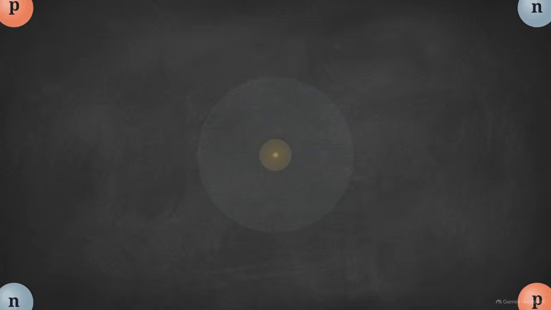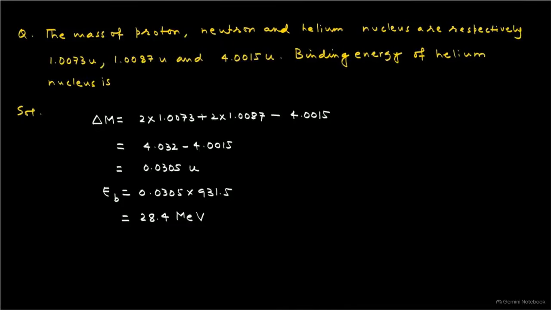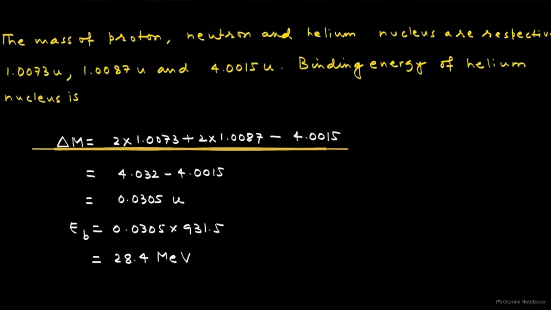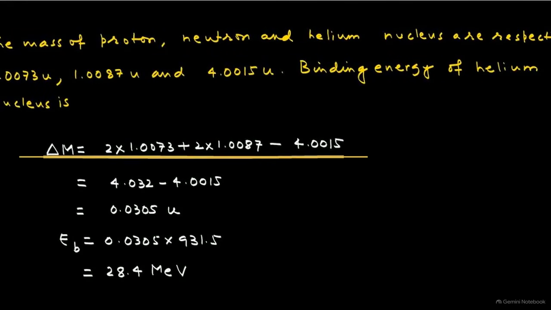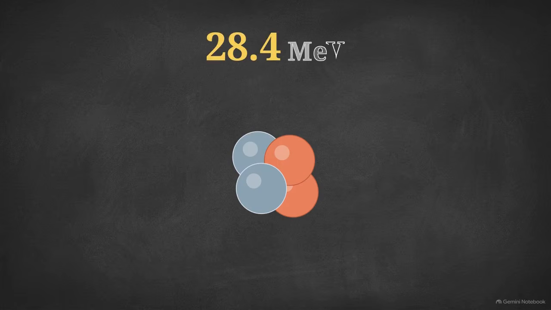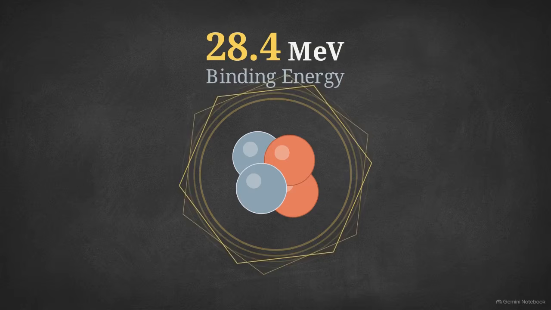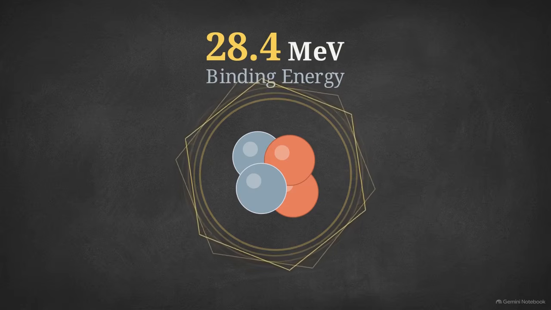Let's put this theory into practice by calculating the binding energy of a standard helium nucleus. We start with the resting mass constants at the top: proton, neutron, and helium. Plugging these into our equation, we subtract the assembled weight from the isolated particles. This reveals a net mass defect of 0.0305 units. Finally, we multiply this by 931.5. The result is 28.4 mega-electron volts. That absolute value is the total energy physically locking a single atom of helium together.